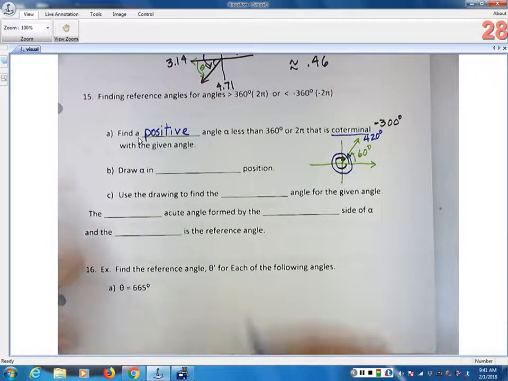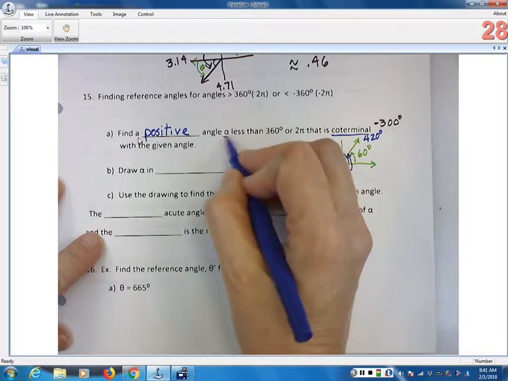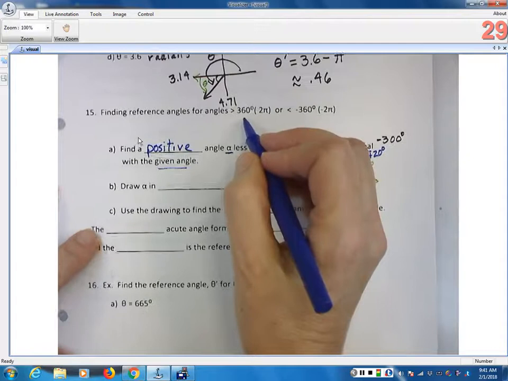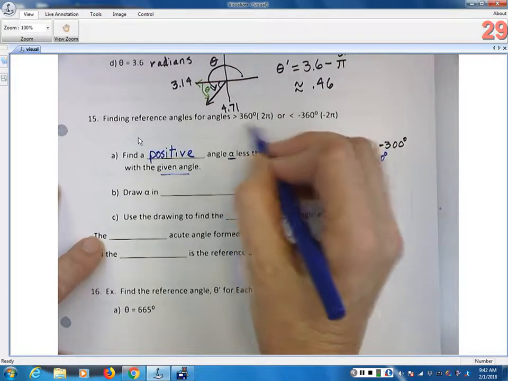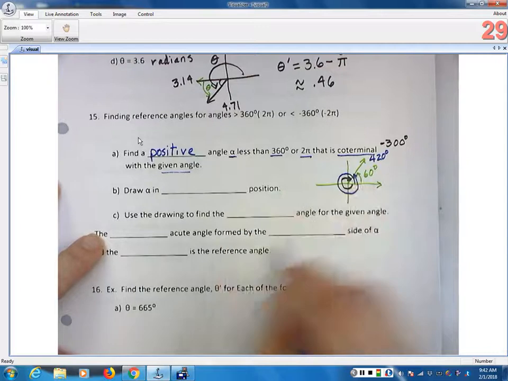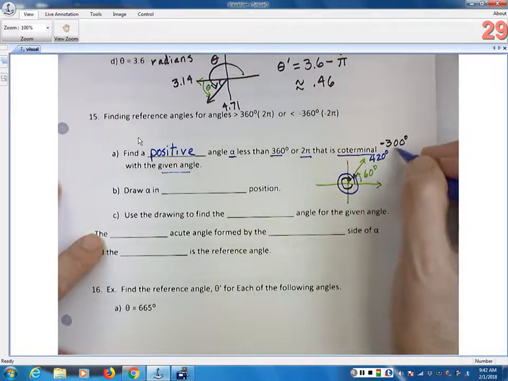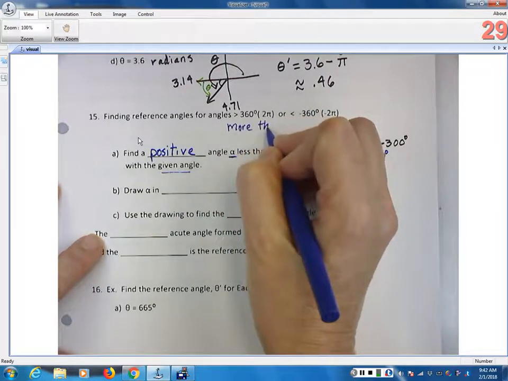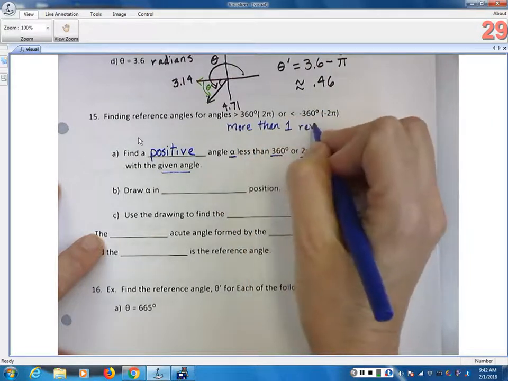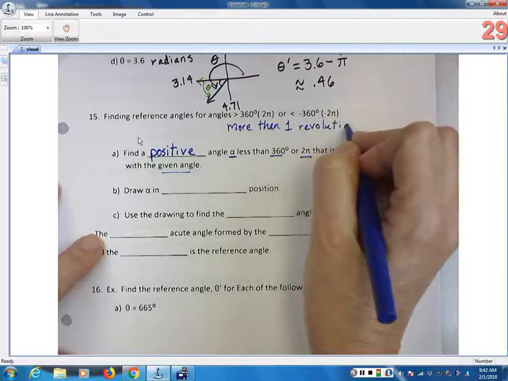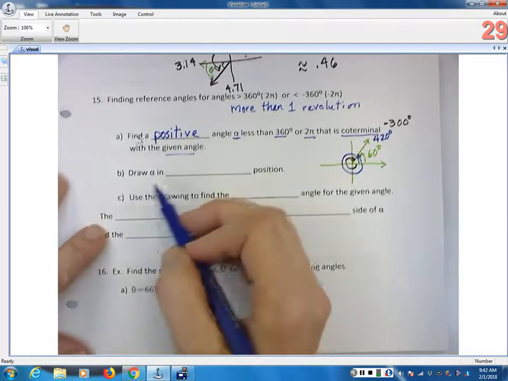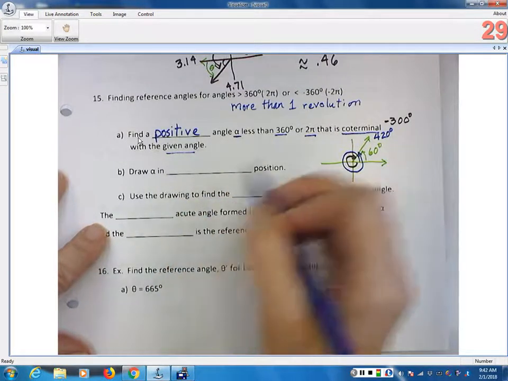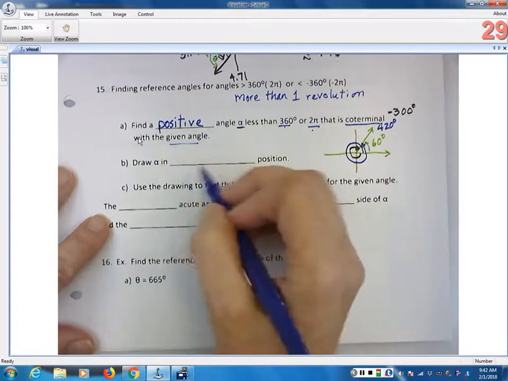So then once we find a positive angle alpha less than 360 or 2 pi that's coterminal with the given angle, because the given angle's more than one revolution, or it's the negative here, we could have still worked with that, but if it's more than one revolution, we got to rewrite it. And we rewrite and find alpha with it, that's less than 360 or 2 pi. And then we draw alpha in standard position.